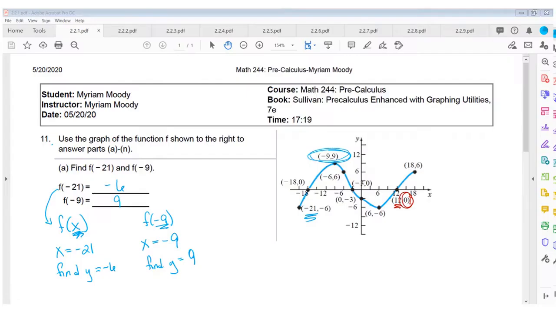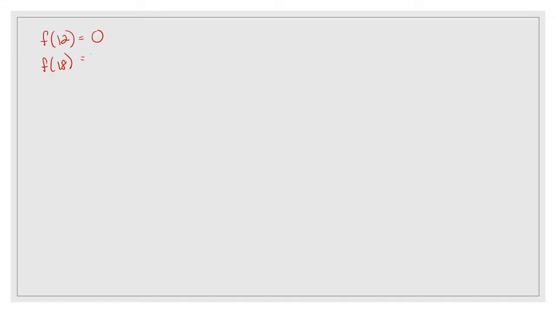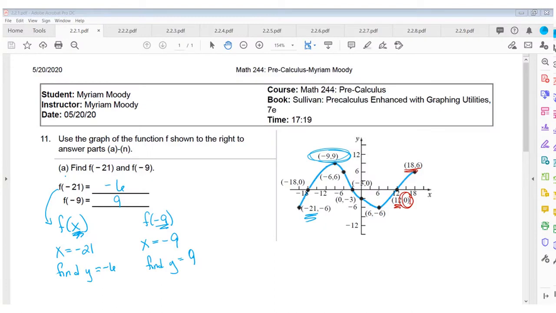Good. And the other one was f of 18. I see 18 here. And so it looks like that's a y value of 6. Agreed? Good. So far, so good. Are you with me? Okay, let me get another one for us.